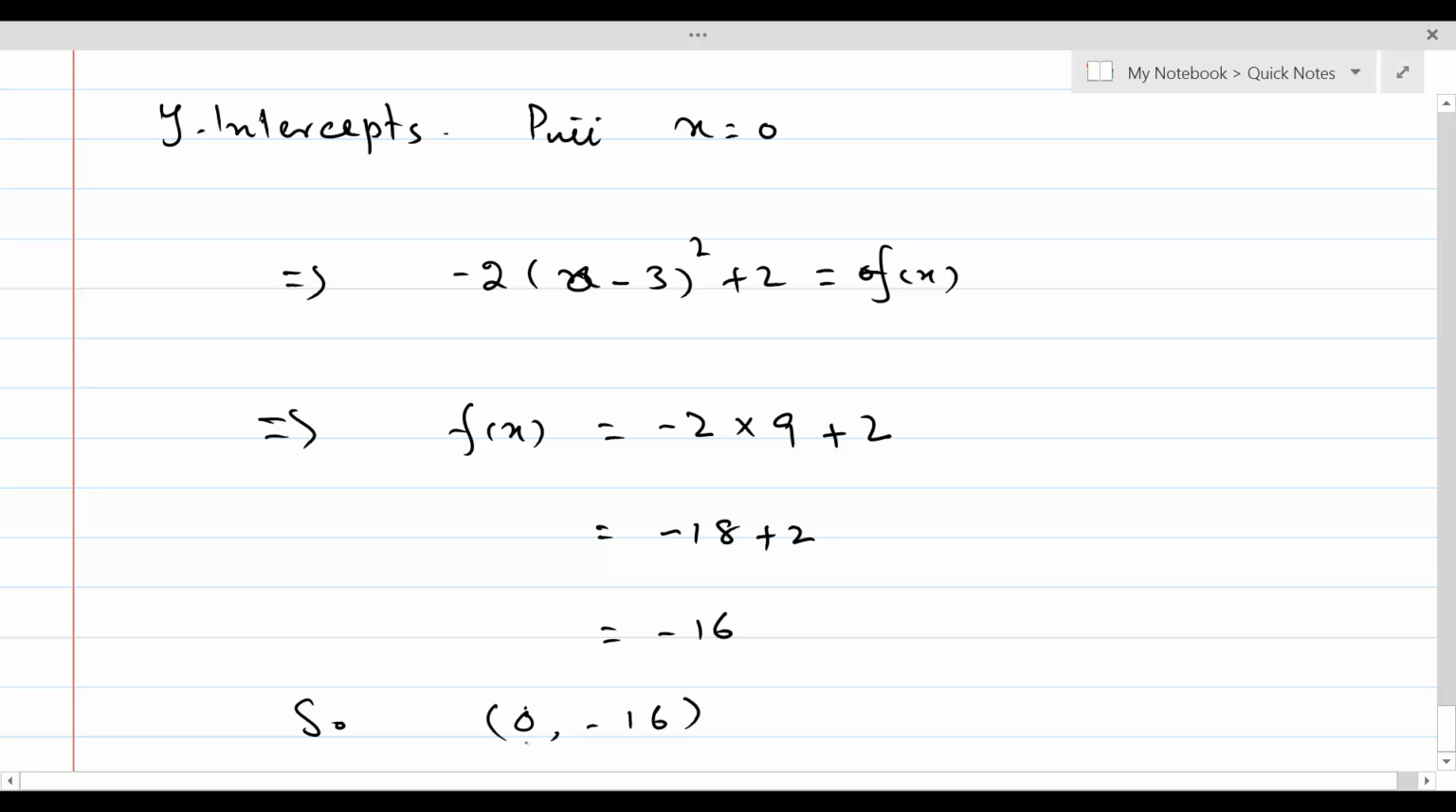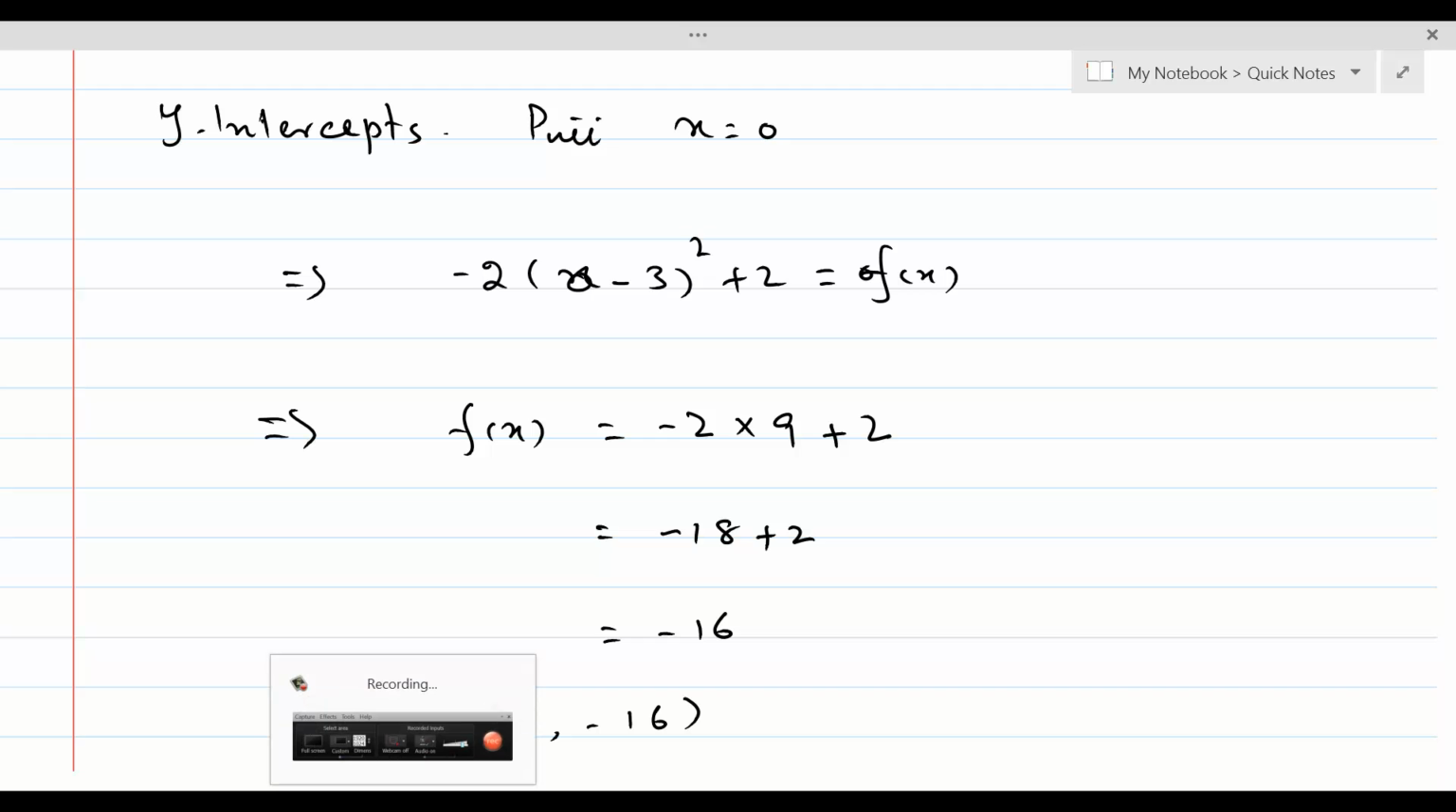And that's it for the properties of the given parabola, but we can discuss all the other properties like we have discussed for the previous questions. I'll see you in the next lesson.